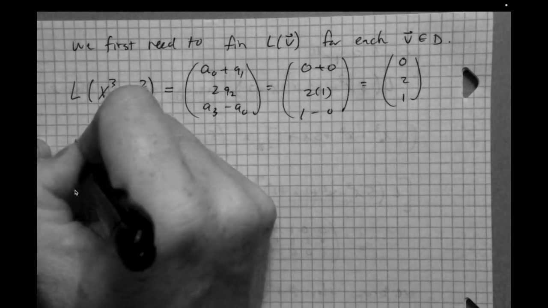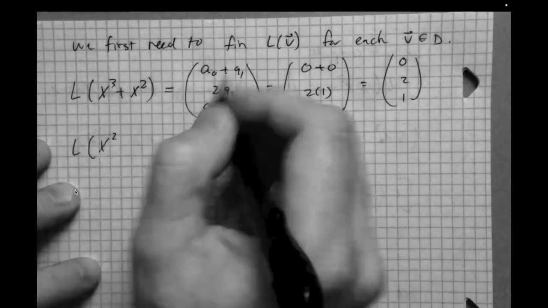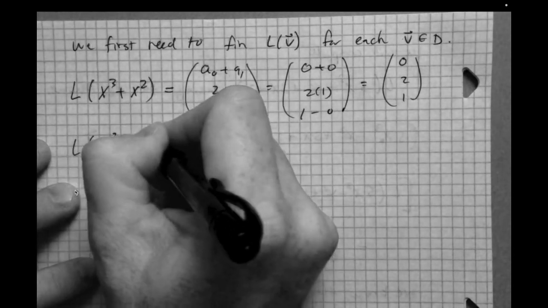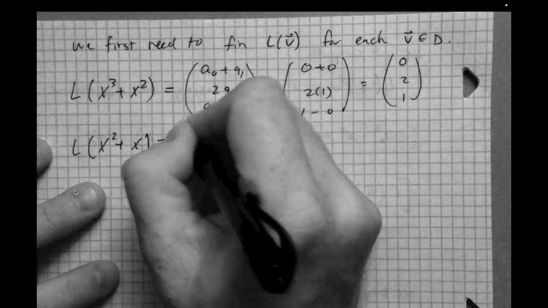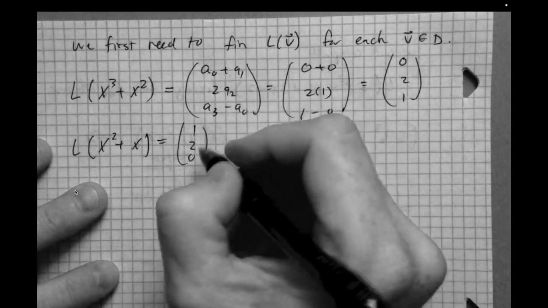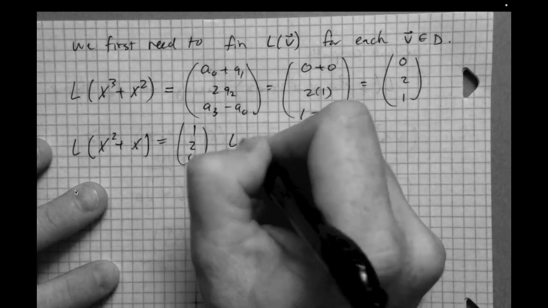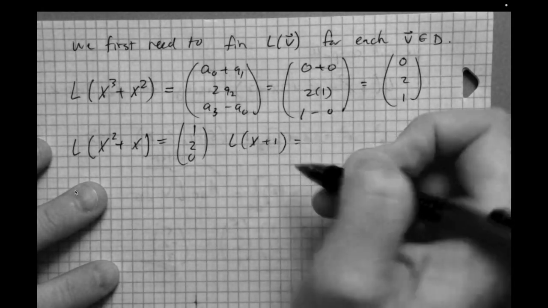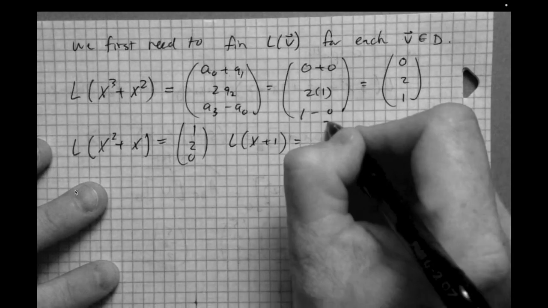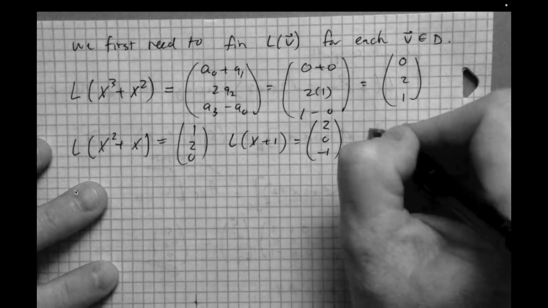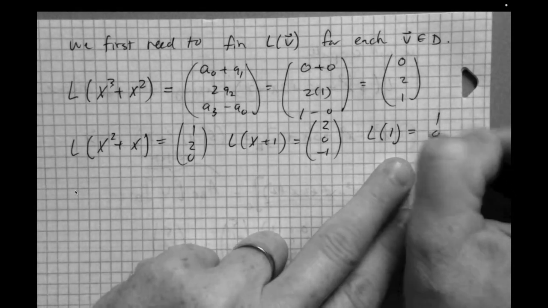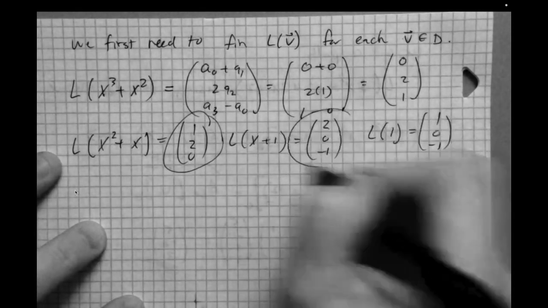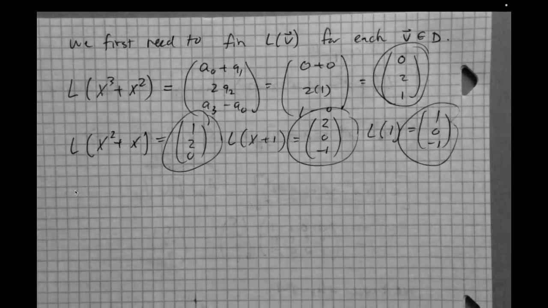Okay, and so that's how that works. We can do the same thing for all of the remaining three basis vectors. For this one we get 1, 2, 0. Pause the video and make sure you're getting these same answers. Then for the next one, x plus 1, we get 2, 0, negative 1. And then for L of 1, we get 1, 0, negative 1. So we got this one, this one, this one, and that one. Those are our four vectors.